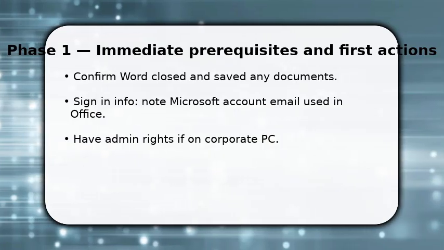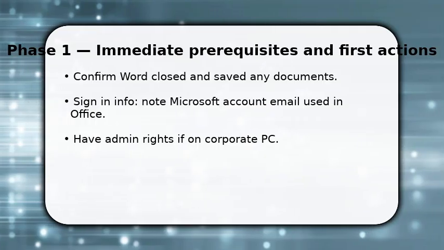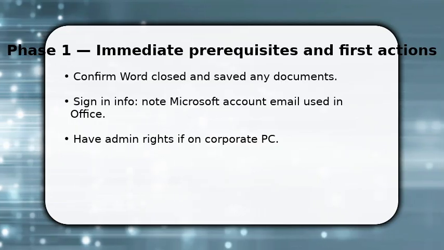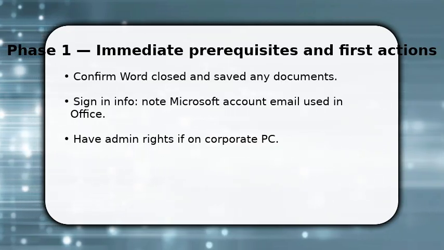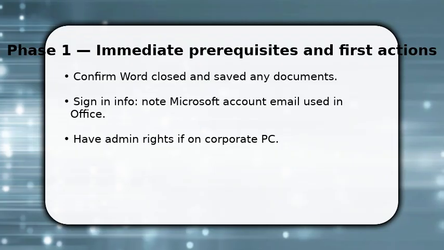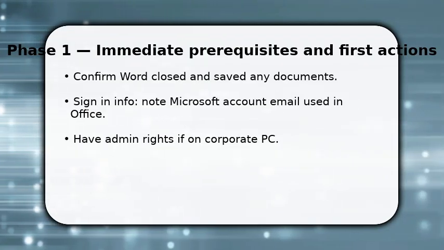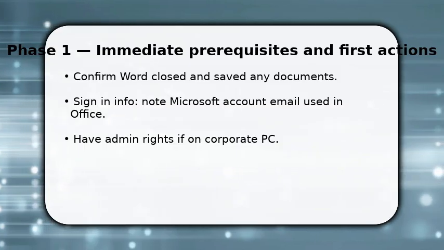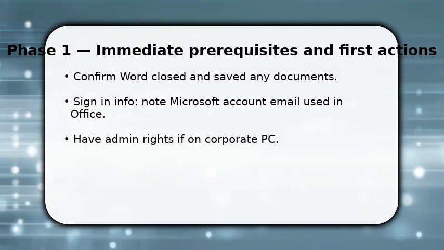You begin by preparing: close Word and save your work, because changes to account settings require no open files. Next, verify which Microsoft account is signed into Office. This matters since OneDrive links to that identity. If you're on a company machine, make sure you have admin rights or contact IT, otherwise some options remain locked.